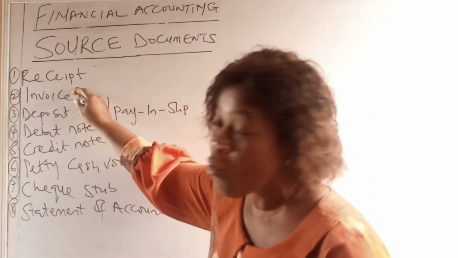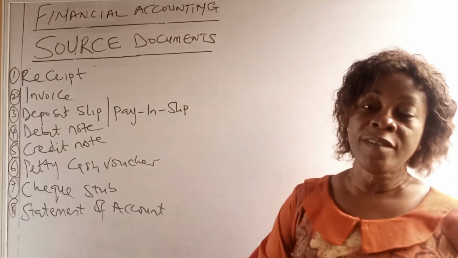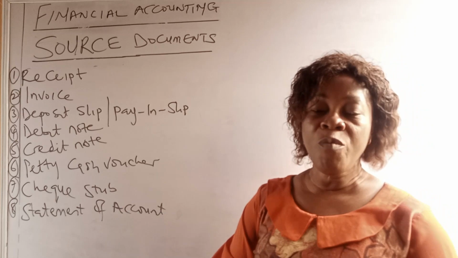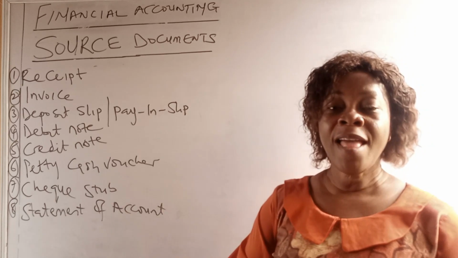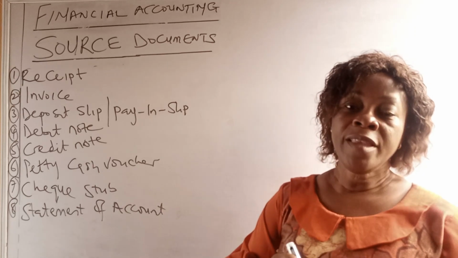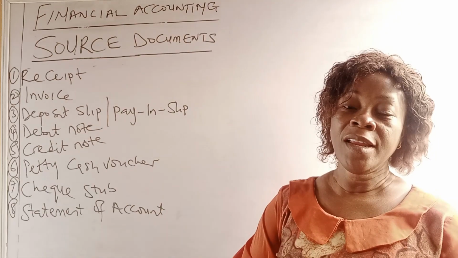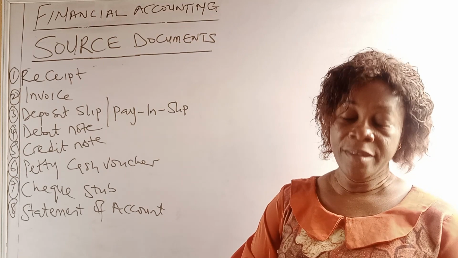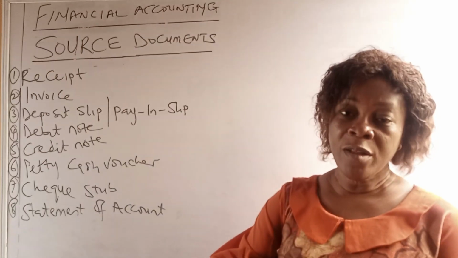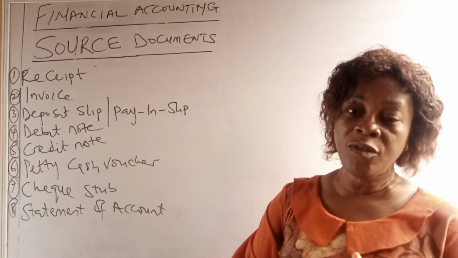The next source document we are looking at is the invoice. An invoice is a source document for credit transactions. The invoice is issued by the seller to the buyer, indicating the quantity of the goods bought.